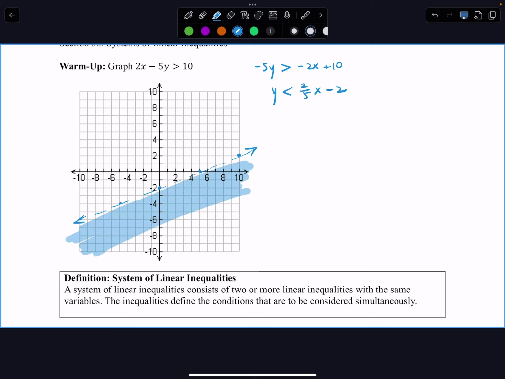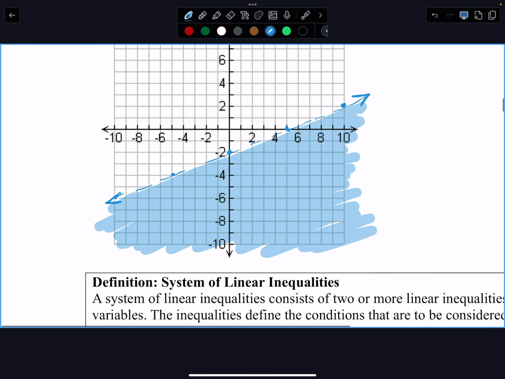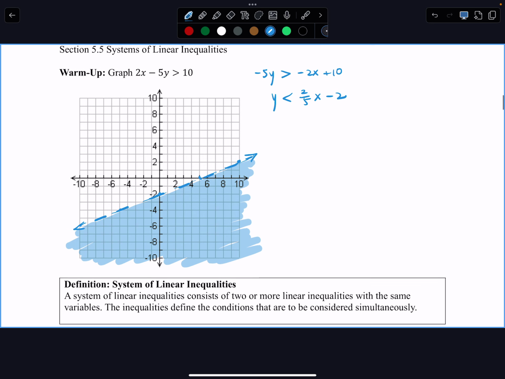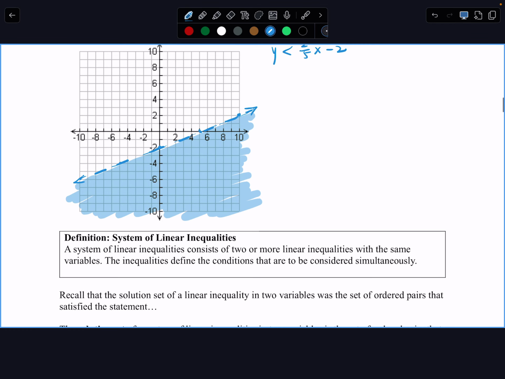When is it a dotted line? Yes, it should be a dashed boundary line since it is strictly less than, strictly greater than. Okay, and then did you shade above or below? Below. Did yours look like that? Yeah? Cool. All right. So we are not really doing anything new.